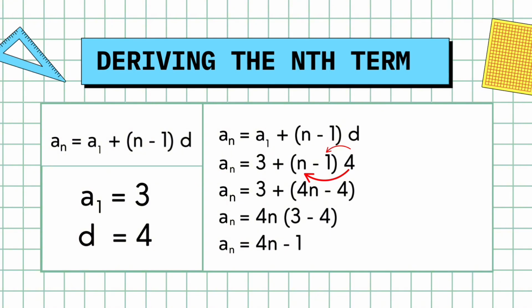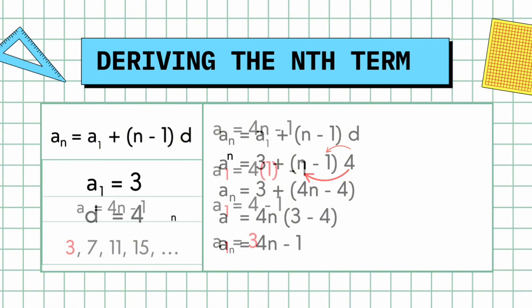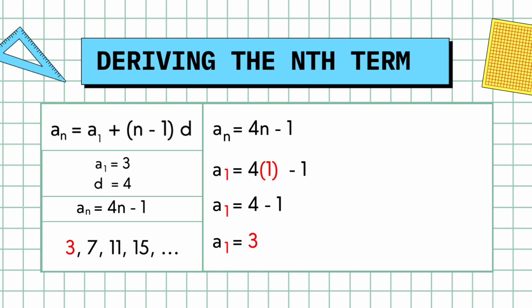And then we multiply by distributing 4, so 3 plus quantity of 4n minus 4 will give us 4n plus the quantity of 3 minus 4, so that will be 4n minus 1. We did this by combining similar terms. Now let us test this. A sub 1 is equal to 4 times 1 minus 1. A sub 1 is equal to 4 minus 1. A sub 1 is 3. And it checks out since our first term in the sequence is 3.